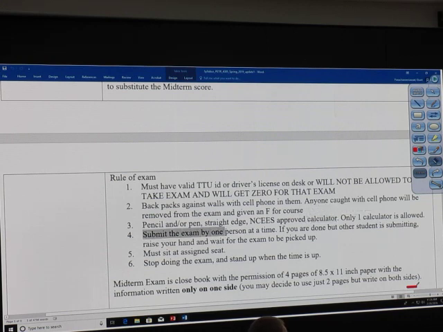Submit the exam one at a time. If you are done but another student is submitting, raise your hand so we can go pick it up. Near the end, we will ask you to just sit in the exam, like the last 5 minutes. If you want to submit it, don't come then. Before that, submit it one by one, please. Okay, just one by one.